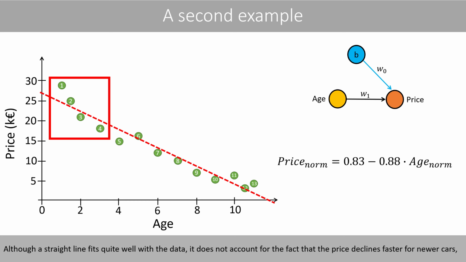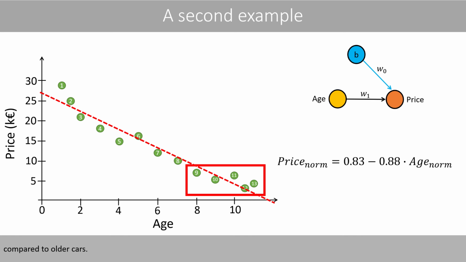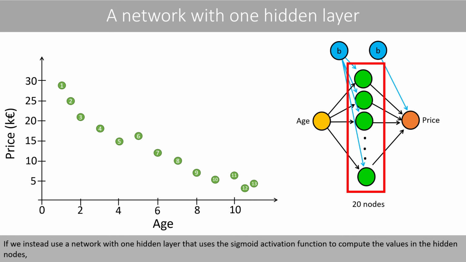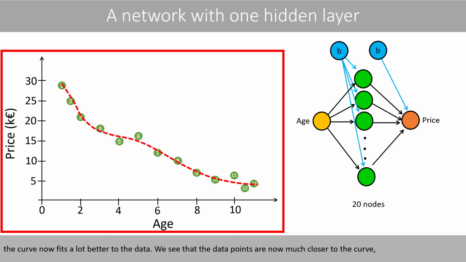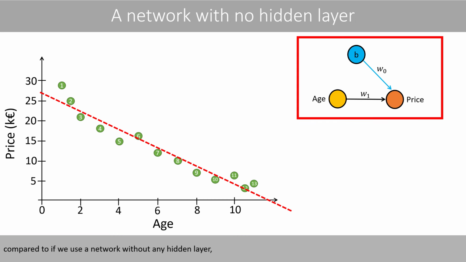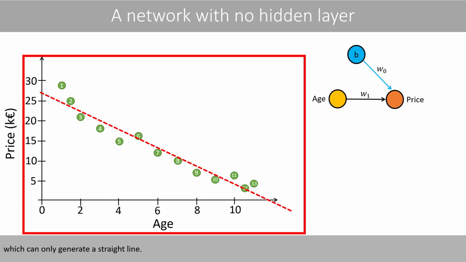euros. Although a straight line fits quite well with the data, it does not account for the fact that the price declines faster for newer cars compared to older cars. If we instead use a network with one hidden layer that uses the sigmoid activation function to compute the values in the hidden nodes, the curve now fits better to the data. We see that the data points are now much closer to the curve compared to if we use a network without any hidden layer, which can only generate a straight line.